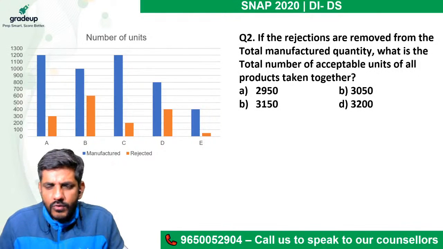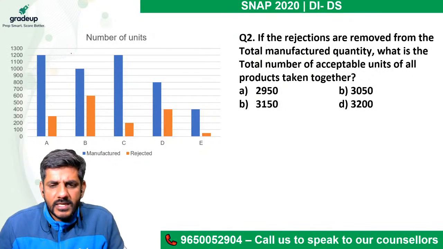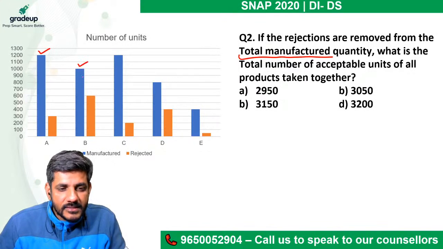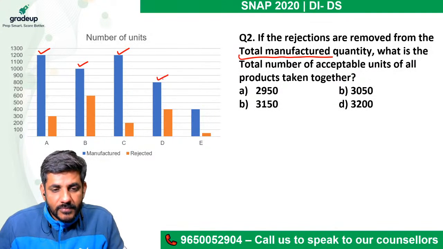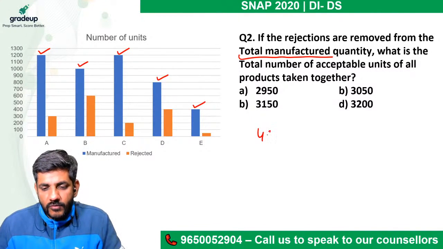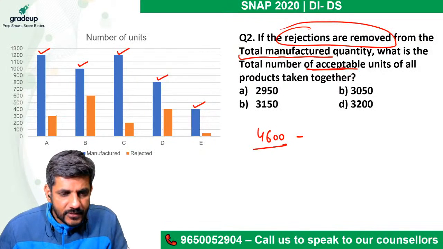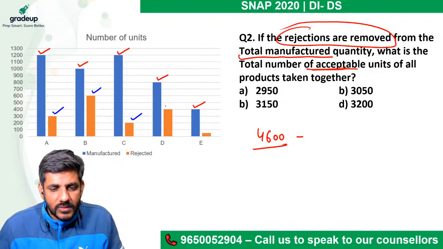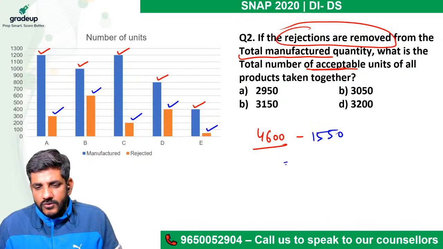If the rejections are removed from the total manufactured, what is the total number of acceptable units? So I would say let's calculate the total manufactured first. It is 1200 and this is 1000, that is 2200 plus 1200, that is 3400 plus 800, 4200 plus 400, 4600. And we have to find out the acceptable units after removing the rejected ones. So rejected ones are 300 plus 600, 900 plus 200, 1100 plus 400, 1500. So 1550 are to be removed.